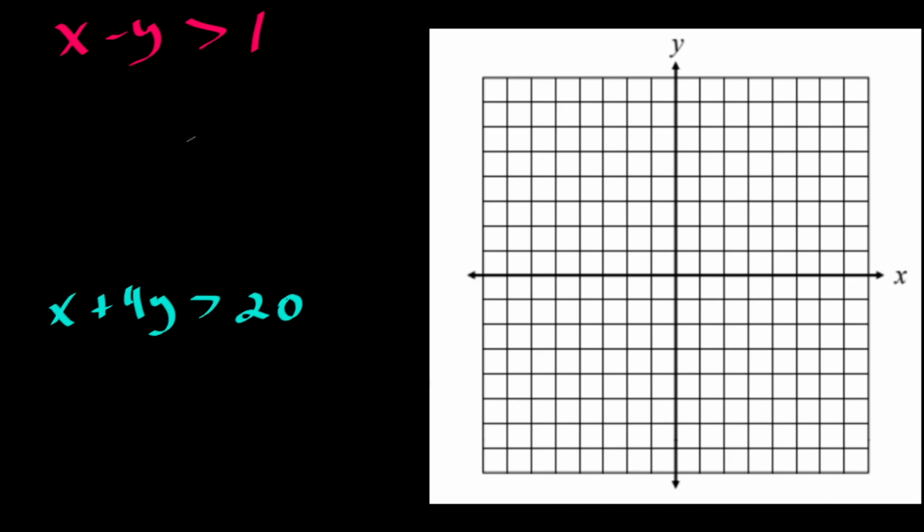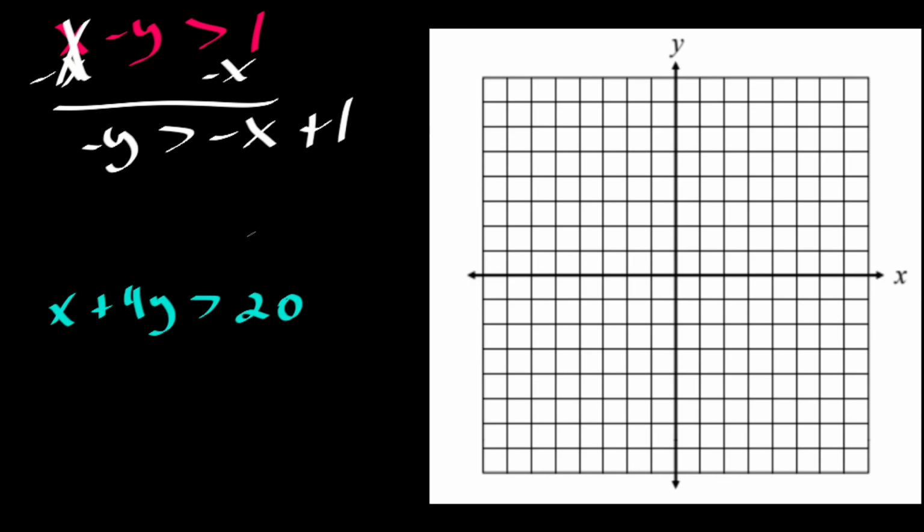Now, here's the issue with both of these. Well, they're actually inequalities. But we want these to be in slope-intercept form, and both of these inequalities are not in slope-intercept form. So make sure you remember, we just want to isolate y. If we isolate y, as long as our math checks out, that's going to be slope-intercept form. So we're going to subtract x here first. Now I have negative y greater than negative x plus 1.